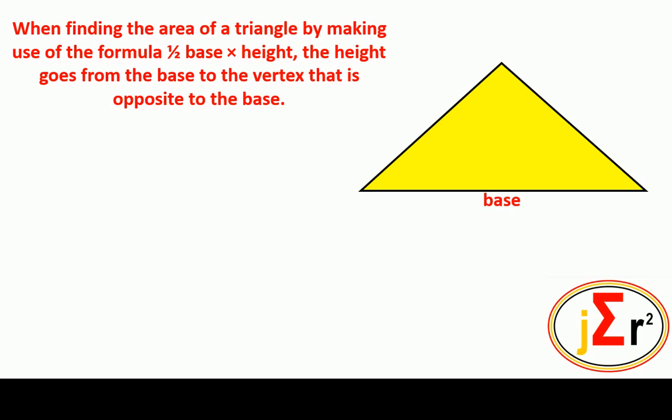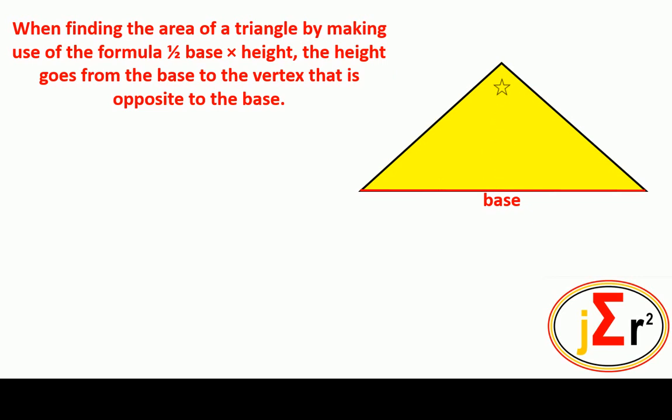That is our first duty. The height goes from the base to the vertex that is opposite to the base. There you have the base, the vertex that is opposite to the base. As a matter of fact, the triangle has 3 vertices. When you draw the line representing the base, it will touch 2 of the vertices. The next vertex that we are talking about, which is the one opposite to the base, is the only other one that is left. That is easy to identify. The one opposite to the base.